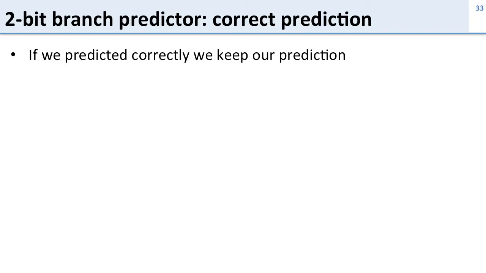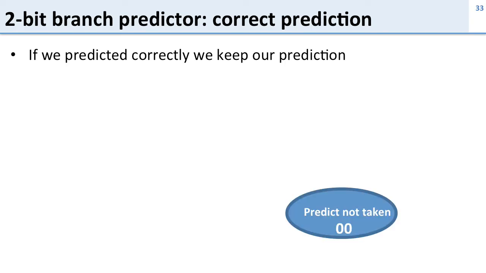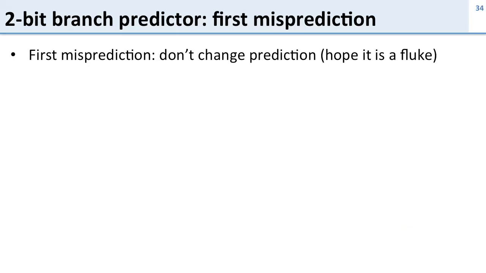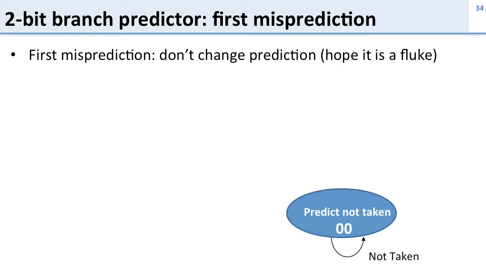So how does this branch predictor work if we're predicting correctly? So if we're predicting not taken and the branch is not taken, we keep predicting not taken. If we're predicting taken and the branch is taken, we keep predicting taken. How about if we have one misprediction? So one branch that does something different. What happens? So we're predicting not taken, and we stay there as long as the branch is not taken, but now we have one instance where the branch is taken.